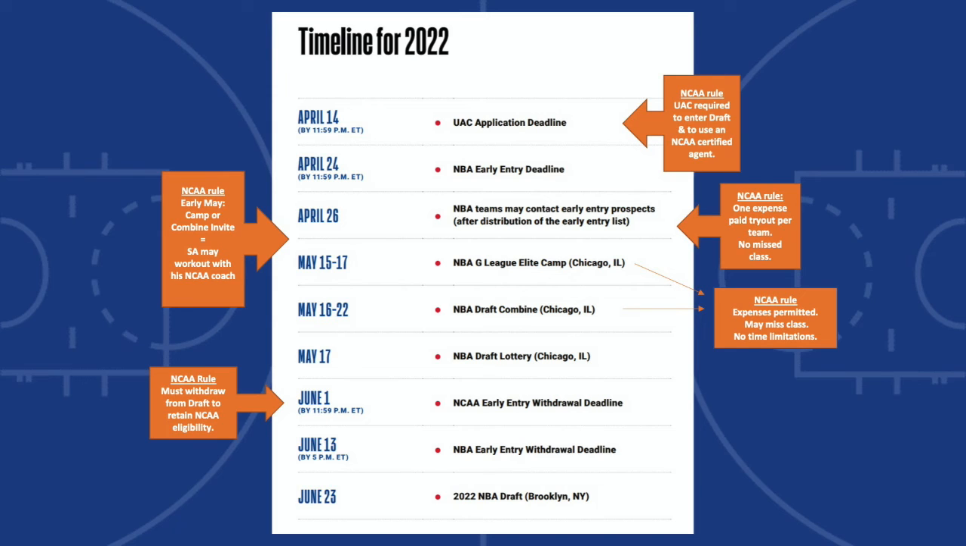Finally, if a student athlete wants to retain his NCAA eligibility and come back to participate with his college team, NCAA rules require him to remove his name from the NBA draft by June 1, 2022. Again, note that June 1 date is 10 days after the NBA draft combine concludes.